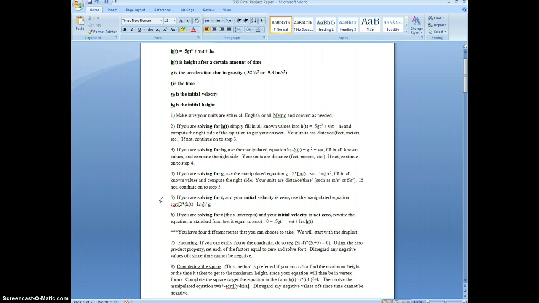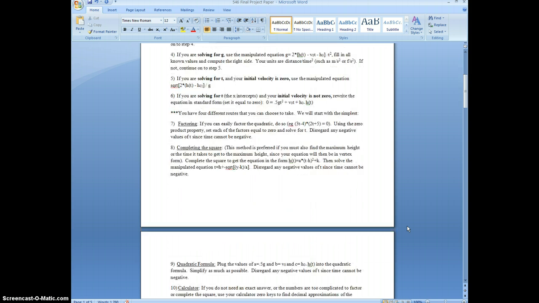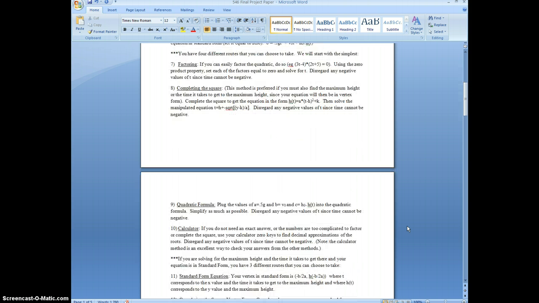roots or our x-intercepts. Now, when our initial velocity is 0, we can just use square roots and a manipulated equation to find out what t is. We don't even have to use the quadratic formula. So steps 1 through 5 is just equation manipulation, simplifying, and solving. All Algebra 1 stuff. It isn't until step 6, where we have an initial velocity that is not 0, and we are solving for t, that we get to take a different route.